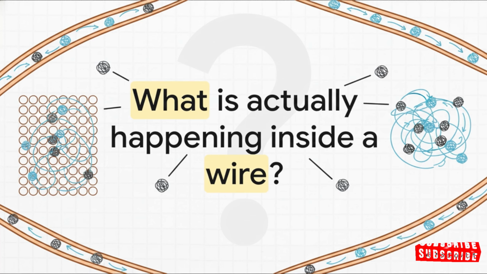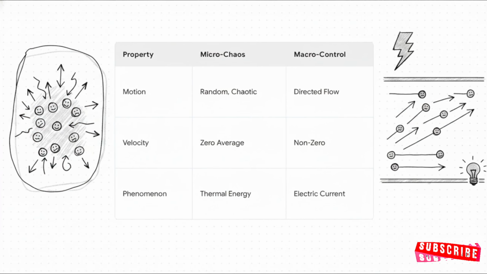Because, to answer that, we have to look way past the solid metal we can hold in our hands and imagine the invisible, completely chaotic movements of electrons hidden inside. Notice the stark contrast between these two states of being for electrons. Without an electric field applied, these charge carriers are trapped in a state of pure micro-chaos. They have super high thermal velocity, but they're just bouncing around randomly. That means their net velocity is exactly zero.